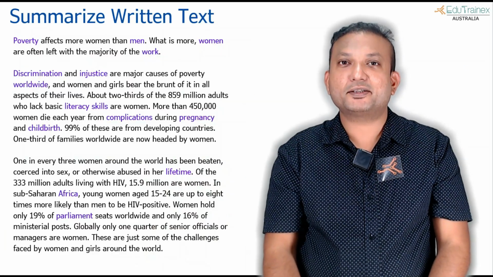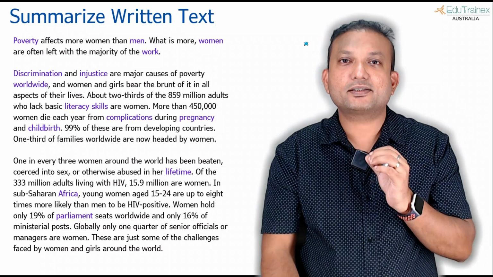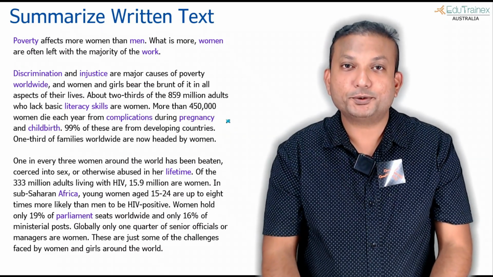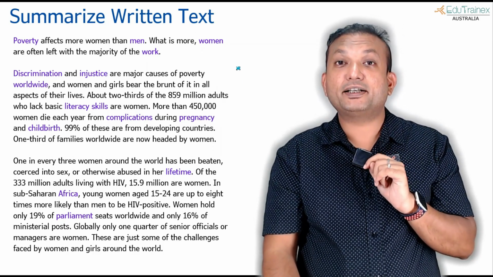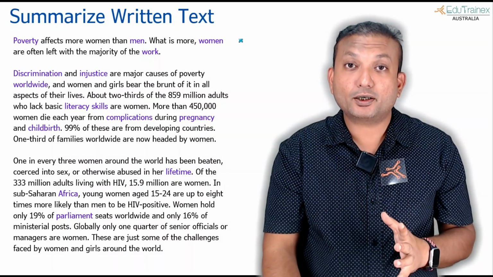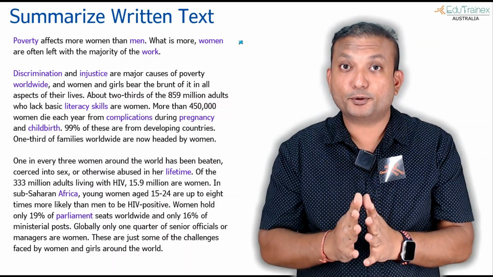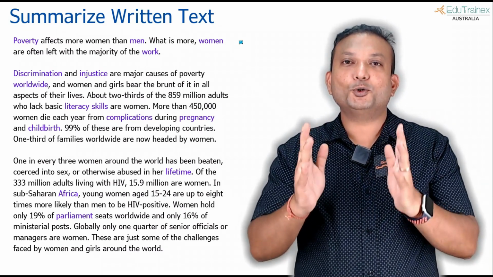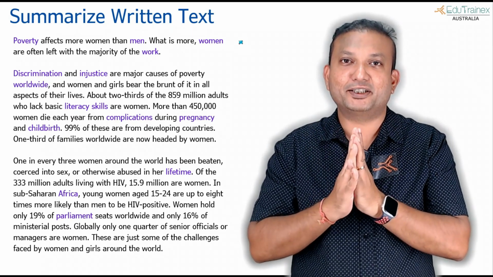The next one is summarize written text. It's the same task as PTE Academic but slightly different. So there will be a passage given to you and you need to summarize it in between 25 to 50 words. Now that is a little bit different than PTE Academic. Now please be careful about the word count because if you exceed a certain word limit, then your response will not be evaluated. So make sure you always keep your answers in the specified word count, 25 to 50 words.